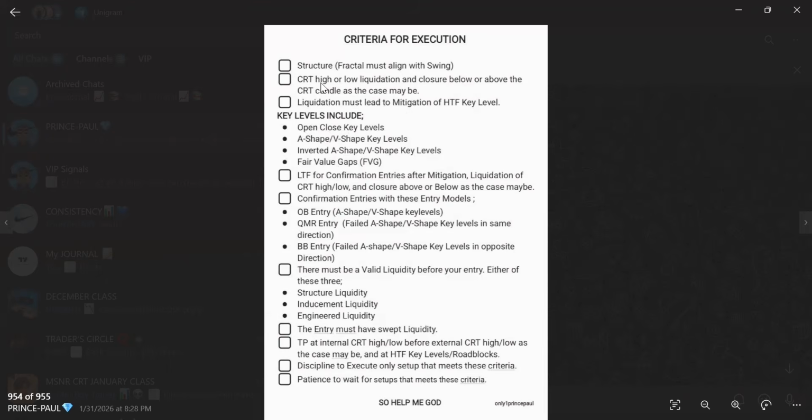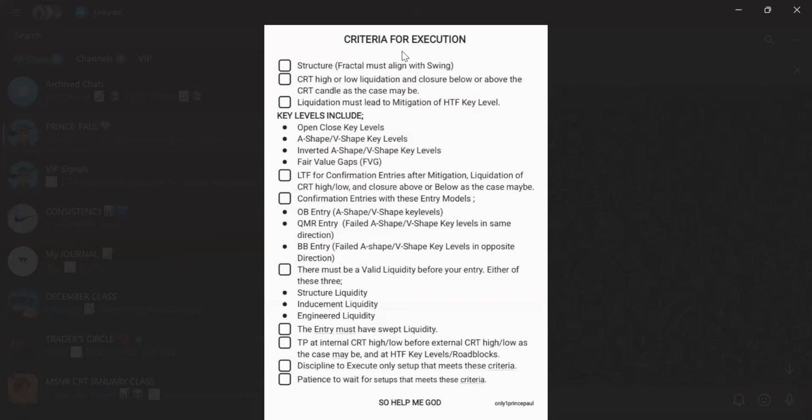So I said CRT high or low liquidation. Since we were selling, it was a CRT high liquidation, 1, then a closure below the CRT candle, 2, then the liquidation must lead to a mitigation of a higher time frame key level, 3, which is the liquidation leading to the mitigation of the fair value gap, because this is the fair value gap scenario that we're going to be using in this video.